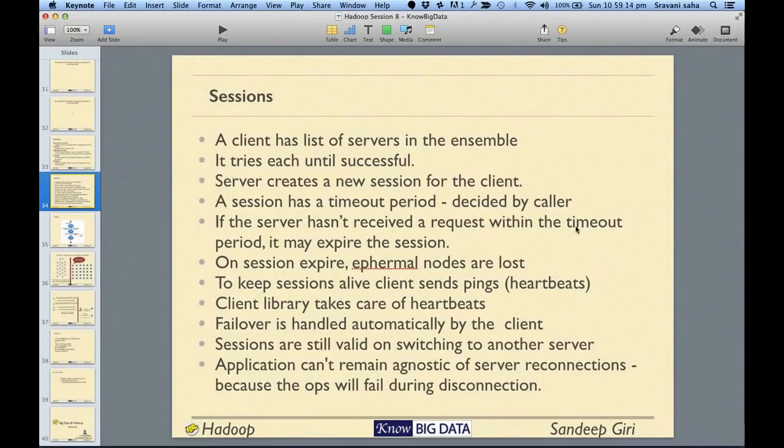All right. So there is a concept of sessions, and this is very important to understand, because that's the same mechanism used everywhere where this kind of automatic selection of leader happens. A client has a list of servers in an ensemble. Client meaning you who wants to use Zookeeper. You, as in your library, will have the list of servers in the ensemble. When you start, you'll have to specify to the client that these are my machine names in the ensemble.